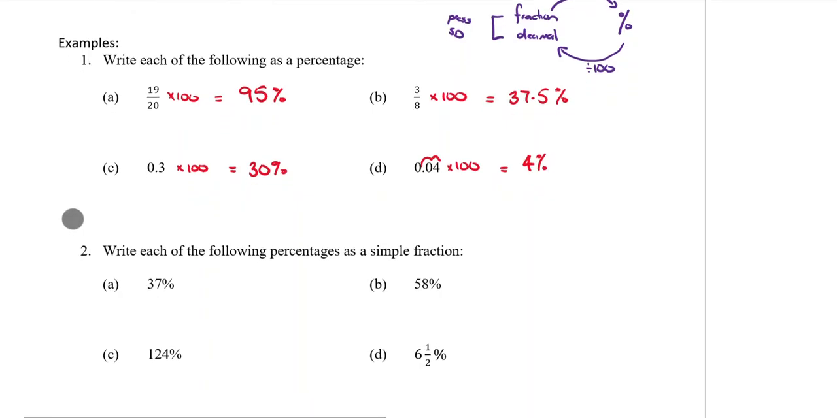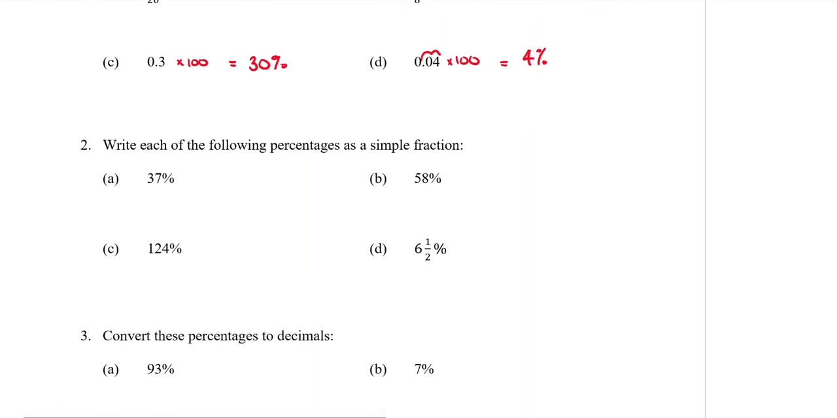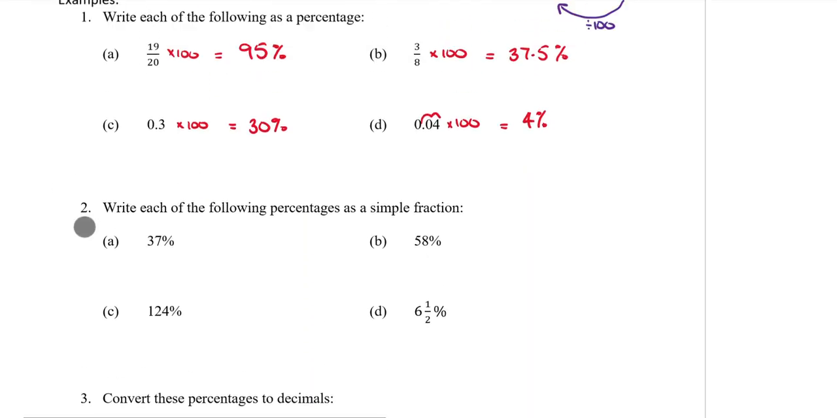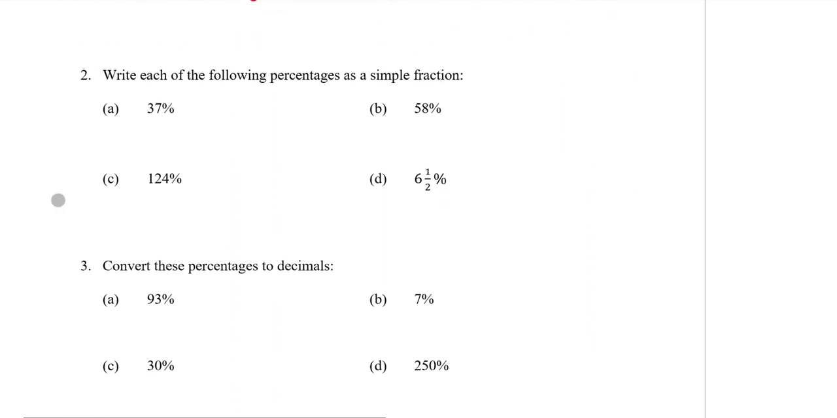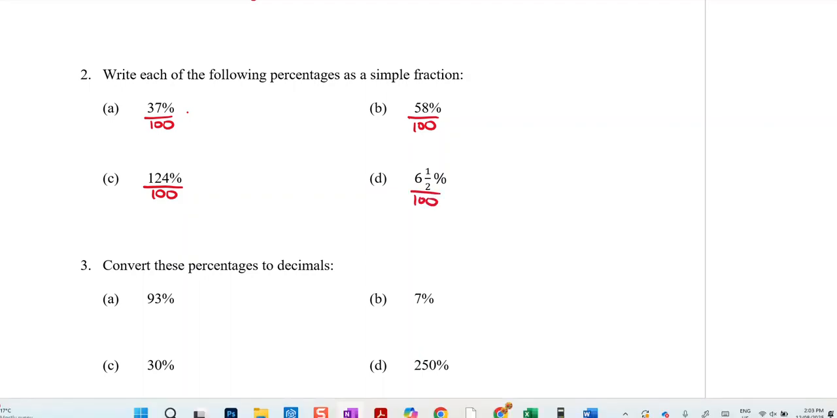Question 2, we have percentages in question 2, and we want to turn them into fractions. So using our diagram to go from a percentage to a fraction, we want to divide by 100. So let's divide all of these by 100. You can do this as a divide sign, or you can do this as a fraction sign. It means the same thing. Because I want fractions, I'm going to do it with the over 100.